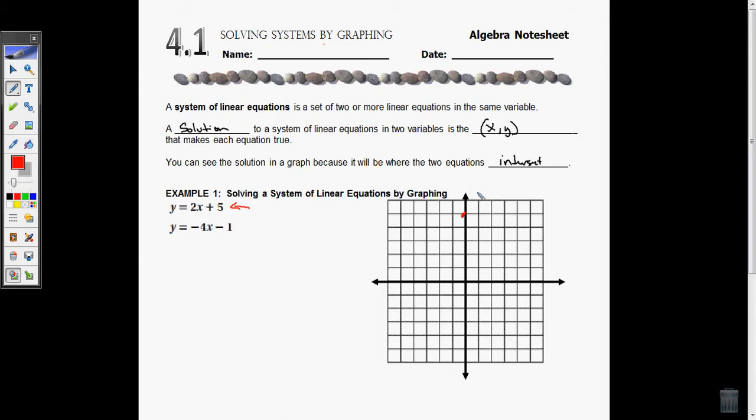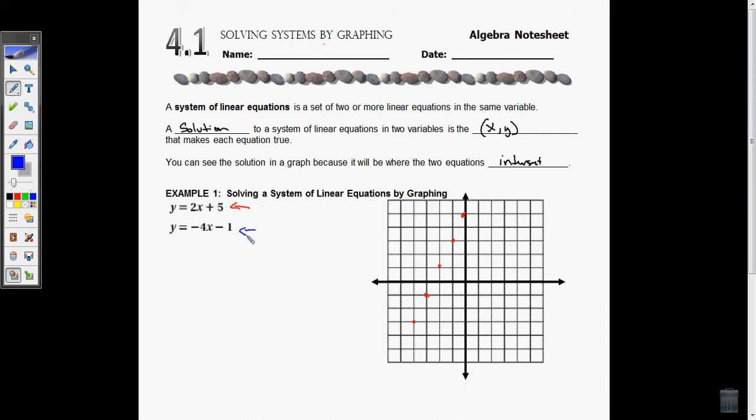Well, I ran out of room, so I think I'll go in the other direction. I'll go over 1 and down 2, and over 1 and down 2 again, and I'll leave that for right now. Let me plot the points for my other one.